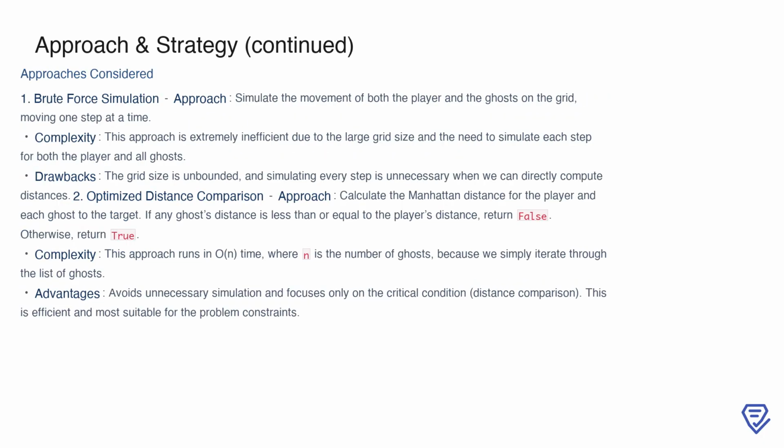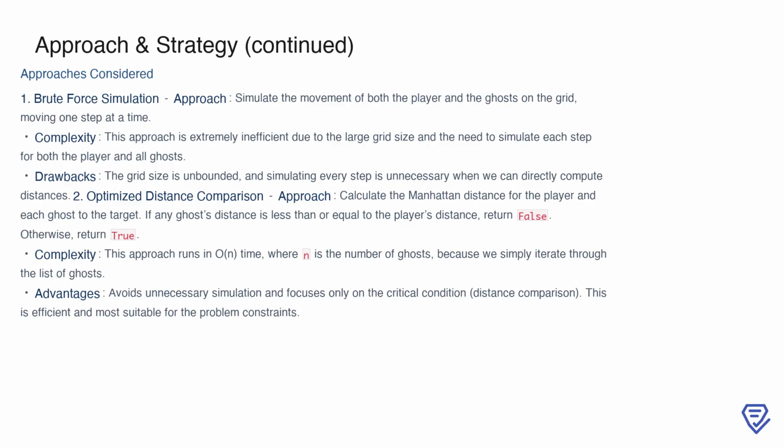Now, let's consider the possible approaches to solving this problem. The first approach is brute force simulation, where we would simulate the movement of both the player and every ghost on the grid, step by step. While this might seem straightforward at first, it's extremely inefficient. The grid size is essentially unbounded, and simulating each step for the player and all ghosts can quickly become computationally expensive. More importantly, this level of detail is unnecessary because the outcome is determined solely by comparing Manhattan distances.